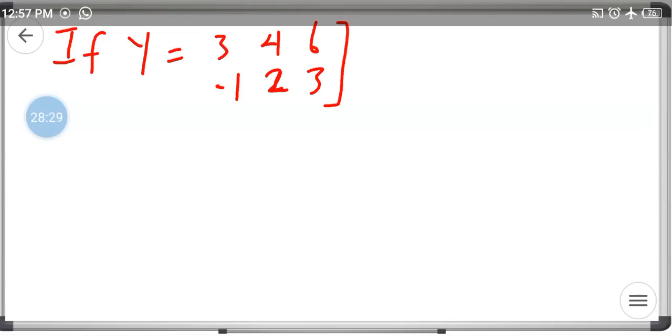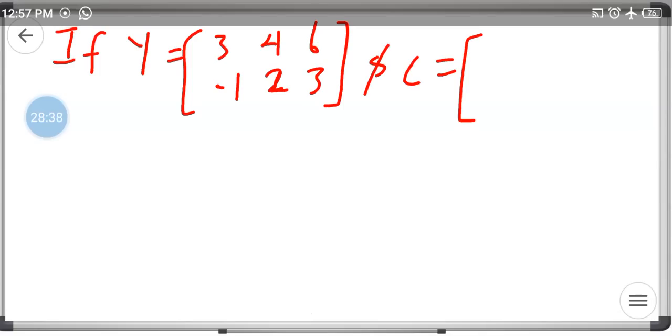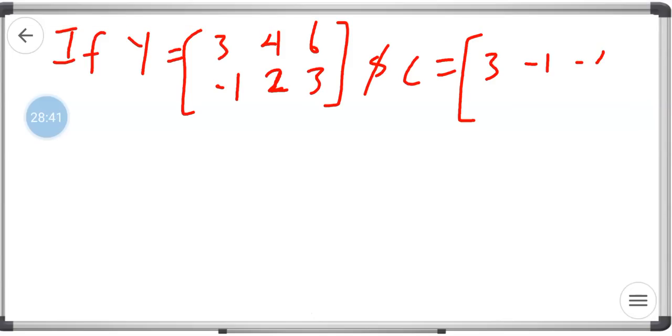If y equals 3, 4, 6 in the first row and -1, 2, 3 in the second row, that's our y. And c equals 3, -1, -4 in the first row and 2, 1, 9 in the second row. Now evaluate y minus c, or find y minus c.